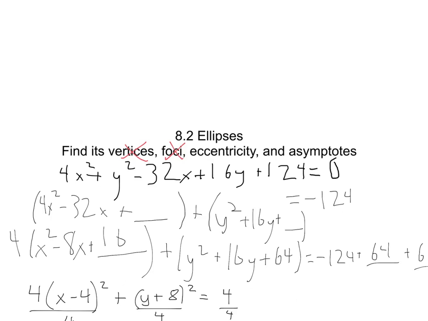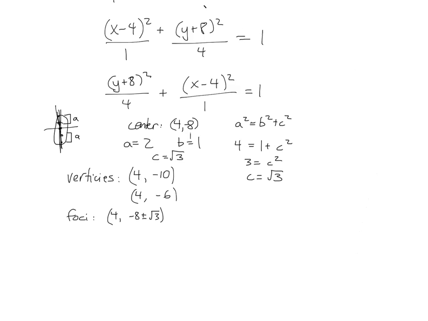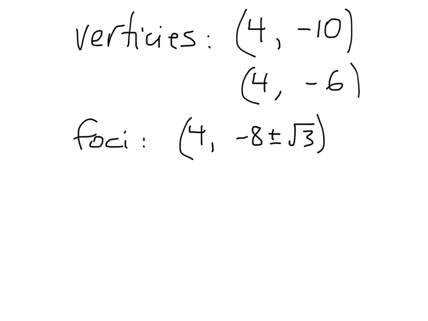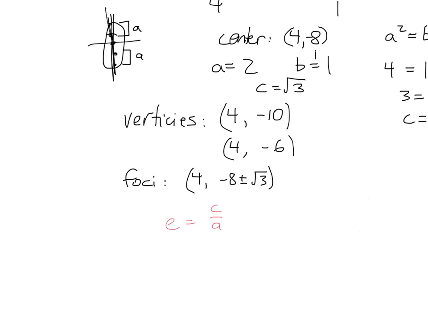The eccentricity, we still need to find that. And asymptotes, ellipses don't have asymptotes. Those are hyperbolas, so I don't know why we wrote that in there in the beginning, but we won't need to find those. So all we have is the eccentricity. And this is also on your blue sheet, but I'll write it here. Eccentricity equals c over a. We already have c and a right up there.